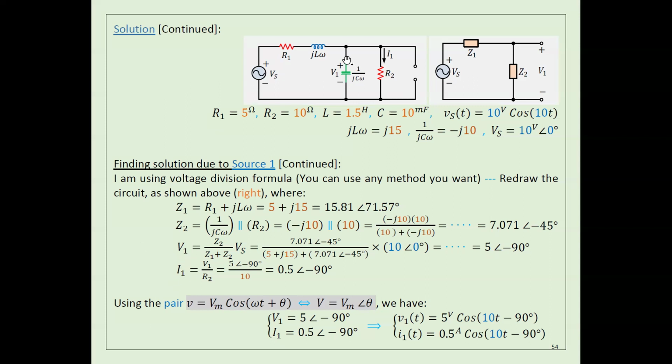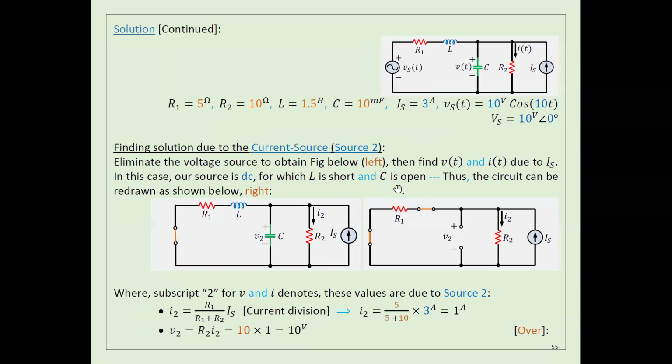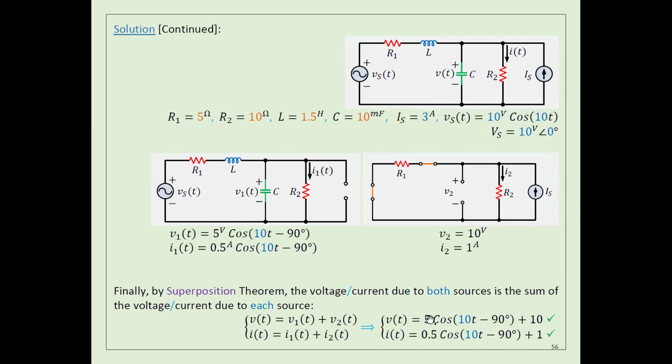Now I got V1, I got I1. This is the voltage across the capacitor because of the AC source, and this is the current here because of the AC source. Now I'm going to convert this into the time domain. This one is 5, so I'm going to put 5 cosine omega t minus 90. Here I is half, so this one is half cosine omega t minus 90. Now I have the voltage and the current for the AC circuit, and I already calculated V and I for the DC circuit. So I need to add both of them together. That's what I did.